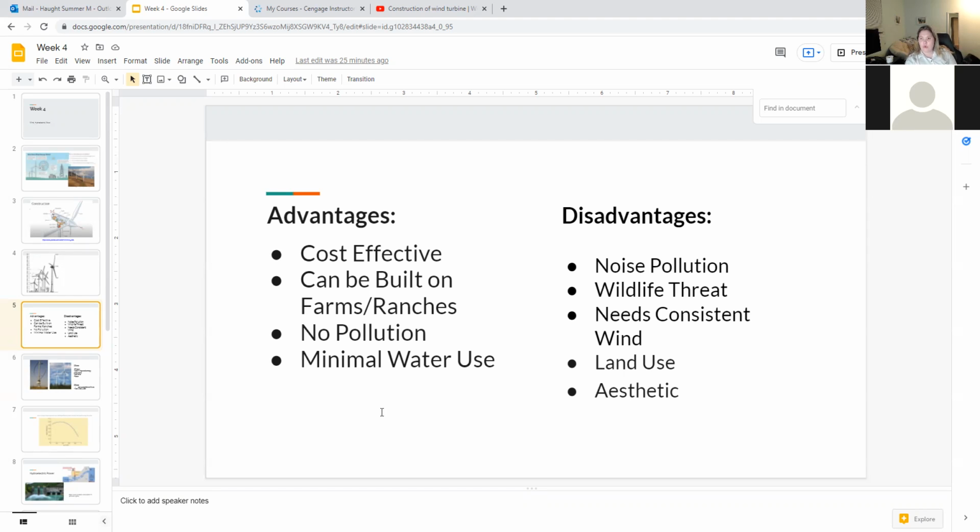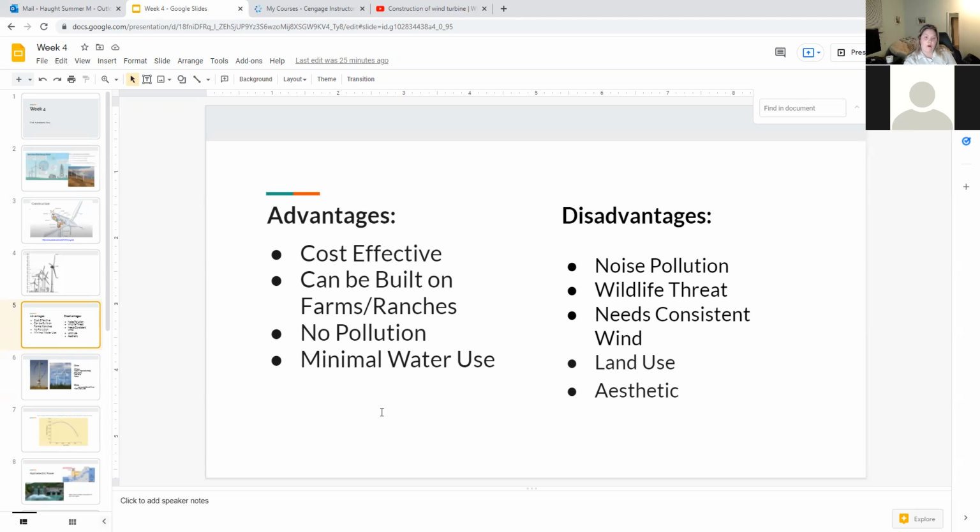And then it's minimal water use, which is a huge one, especially in a minute when we talk about hydroelectric water. Some of these other types of renewable energies have a huge water footprint, which is definitely not good for our environment either. Obviously, reducing our carbon footprint is important, but reducing our water footprint is important as well. So that's a big advantage of wind energy, that it doesn't use a lot of water.